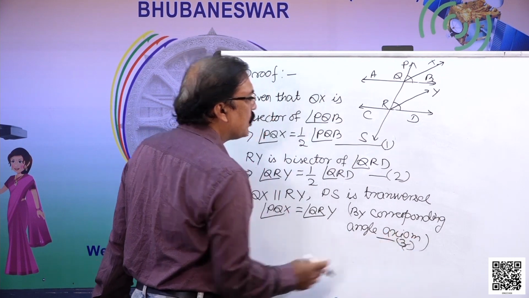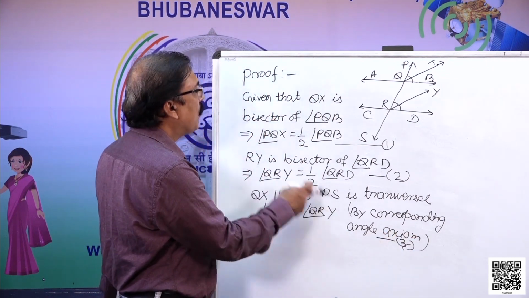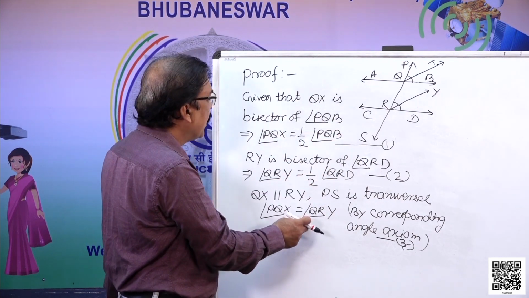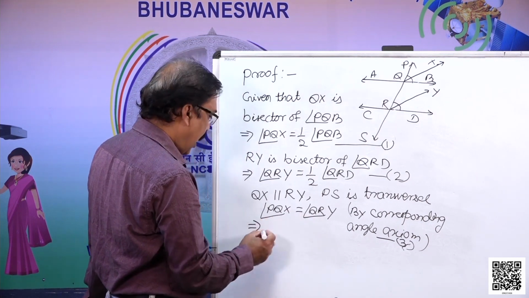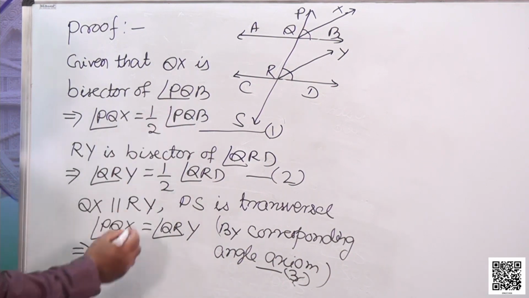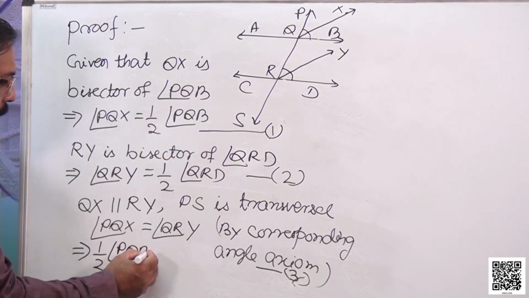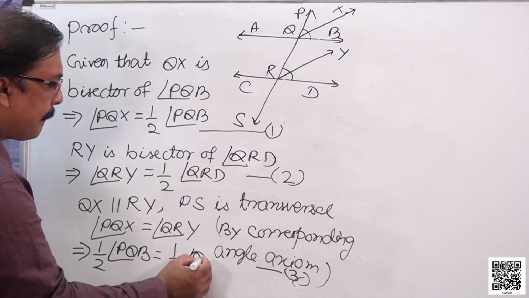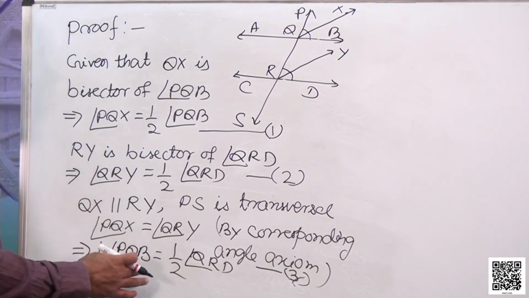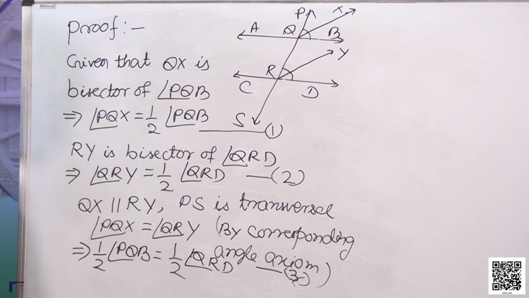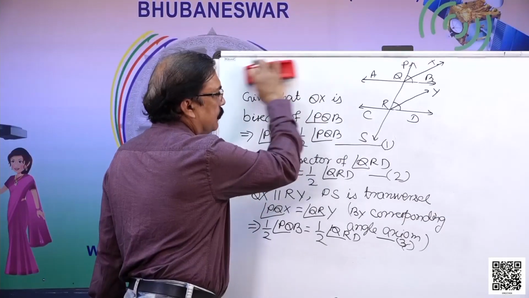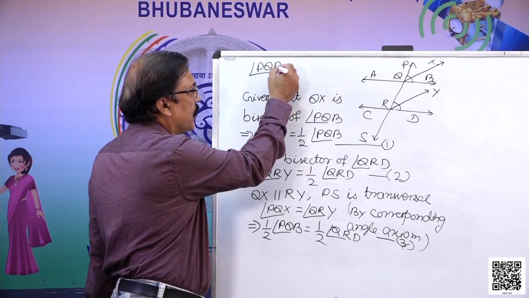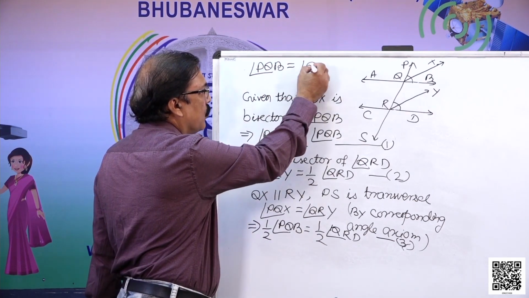If we substitute the values of PQX and QRY from equations 1 and 2 in this equation 3, then we can write that half of PQB is equal to half of QRD. If half of PQB is equal to half of QRD, we can say that angle PQB is equal to angle QRD.